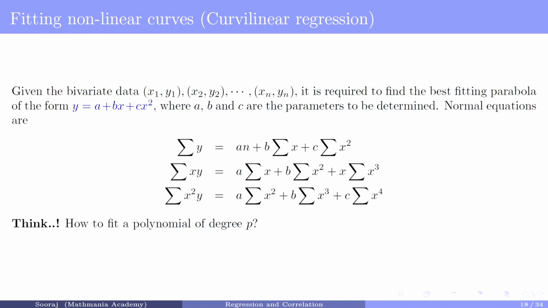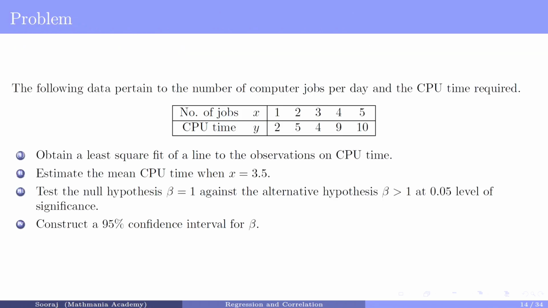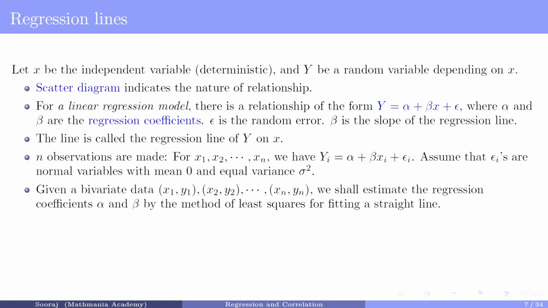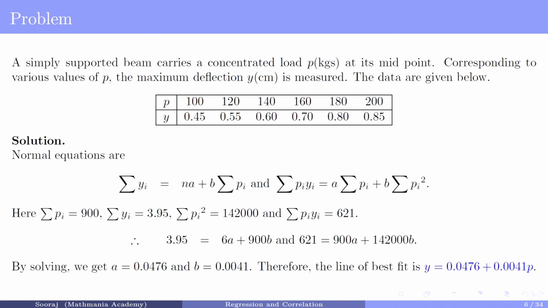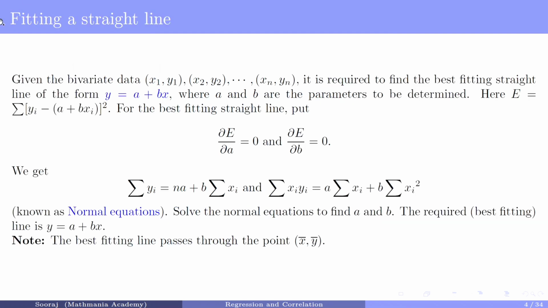So how are we going to do it? The same way. Let's go back and let me show you. When we had a curve, what did we do? We defined some error term, and with the help of that error term, we were able to find the parameters. We defined the error term to be yi minus (a plus bxi), right? There we will have plus cxi square as well.